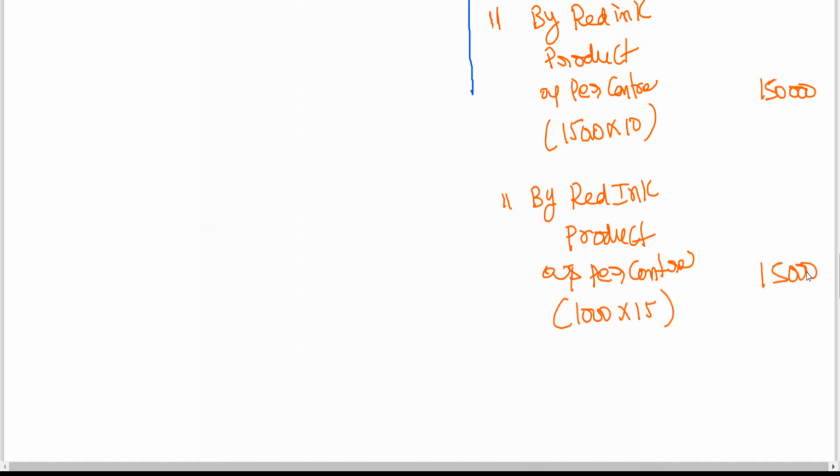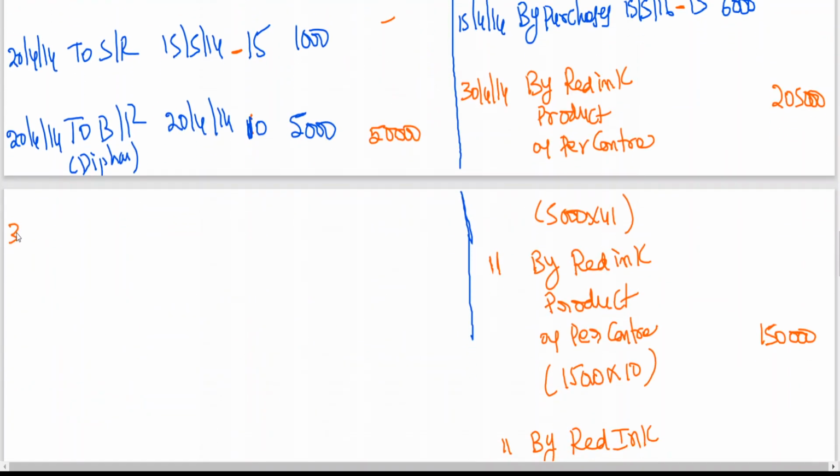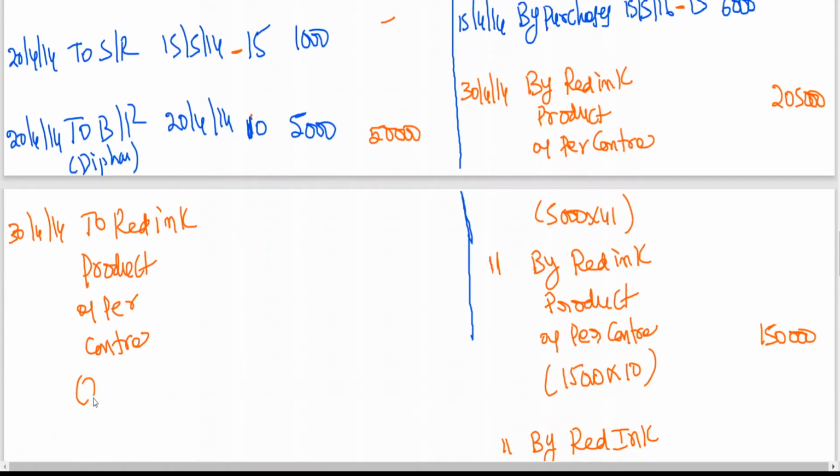Now come back to debit side. These two negatives will appear on the debit side. 30th April 14, red ink product. In the examination, you do the problem horizontally. Now don't do vertically. Here I can't do on the screen, I'm having congestion. Because to do this, red ink product as per contra, you can see 7,500 into 15 days. 7,500 into 15 days, if you do, you'll be getting 1,21,500.